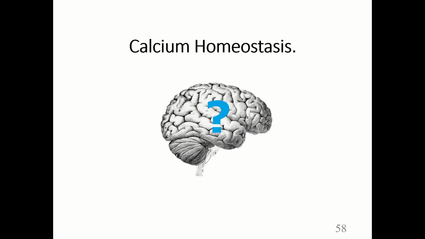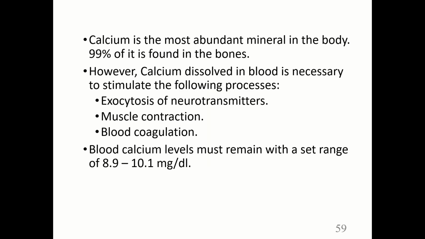All right, so I mentioned that osteoclasts are important because they help to maintain calcium homeostasis in the blood. So let's explore that. Calcium is the most abundant mineral in the body. 99% of calcium is found in the bones. However, calcium dissolved in the blood is necessary to stimulate the following processes: the exocytosis of neurotransmitters, muscle contraction, and blood coagulation or clotting.